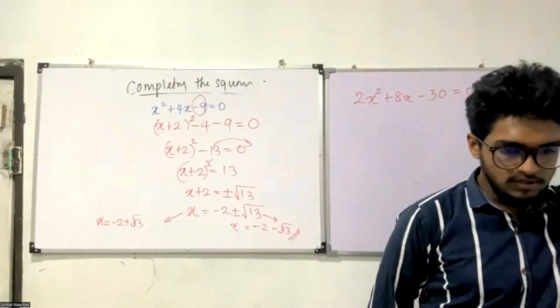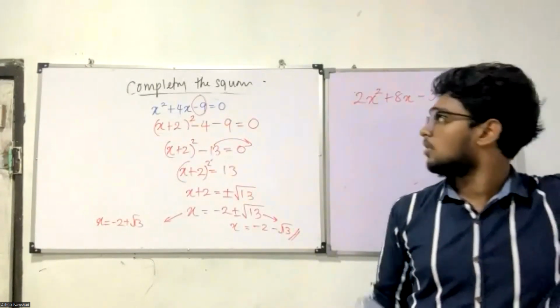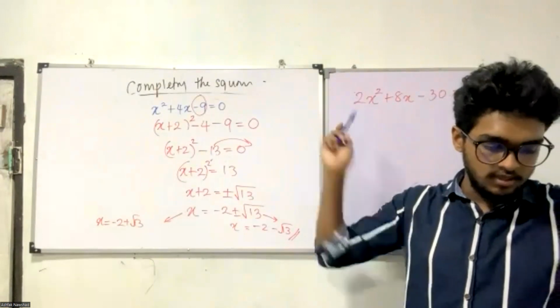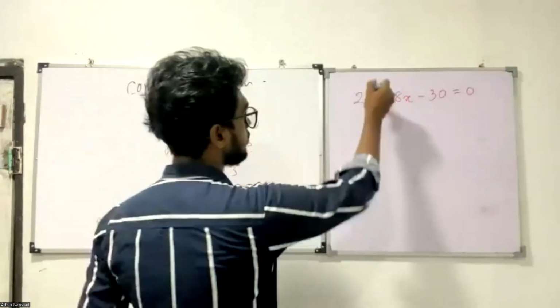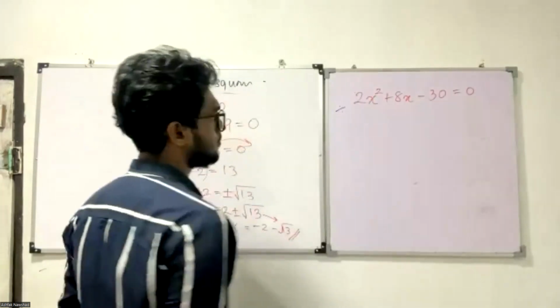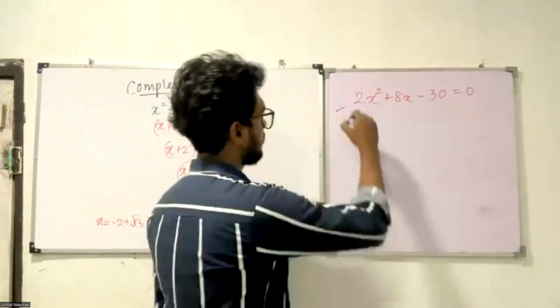Exactly. Very good. The reason is the leading coefficient is not 1. See the rules. The rule is the leading coefficient must be 1. So in order to make this 1, we need to divide by whom? We need to divide the whole equation by 2.